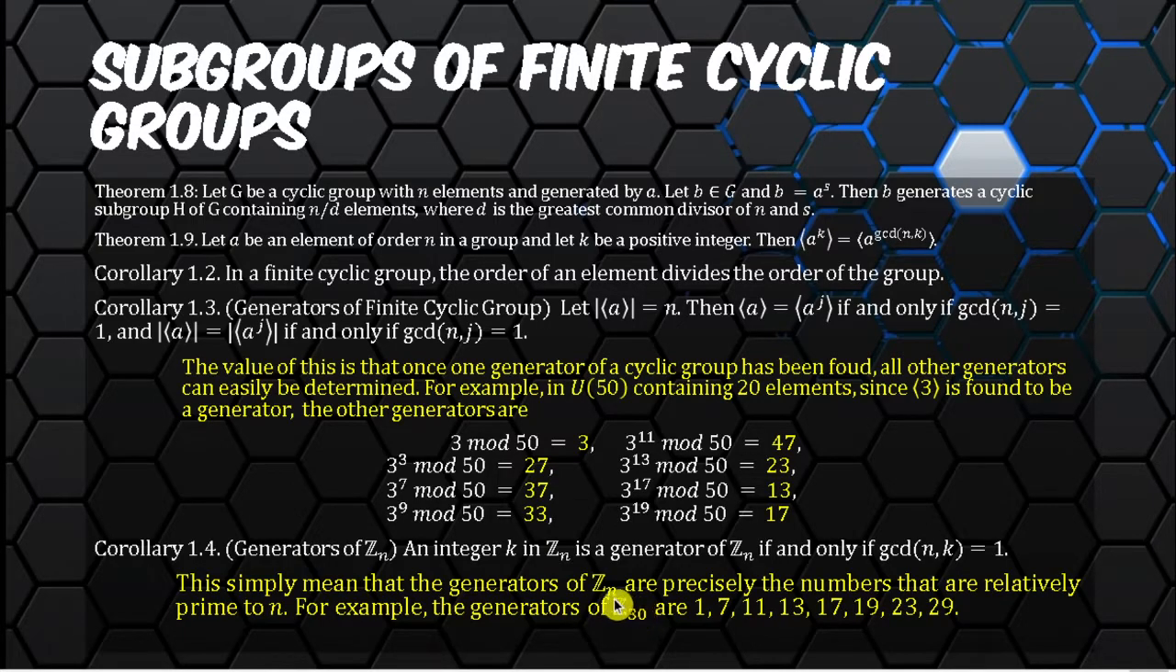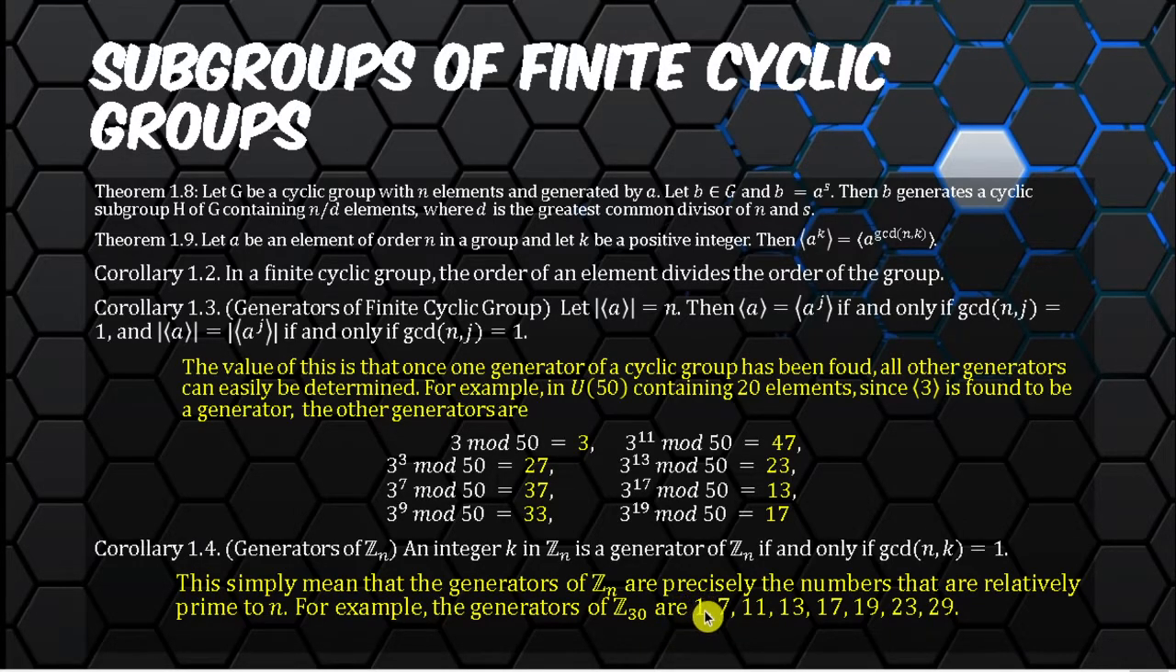Halimbawa, Z sub 30 yung group natin. Tapos tinatanong sa atin ang generators. How should we start? Madali lang. We can actually immediately identify all generators kasi the generators are simply the numbers starting from, syempre, hindi na kasama yung 0. 0 will simply generate the trivial subgroup. So we start with 1. 1 is always relatively prime to any other number.